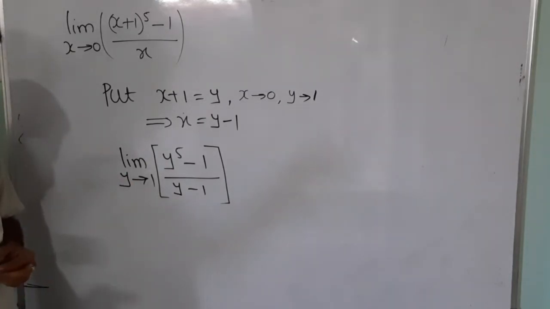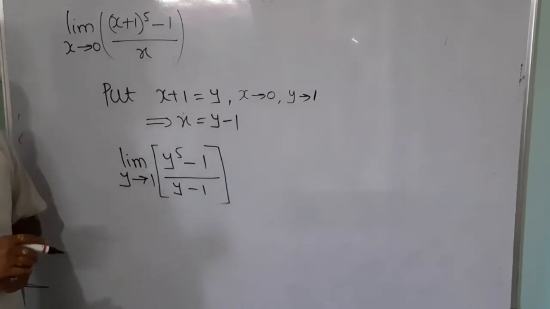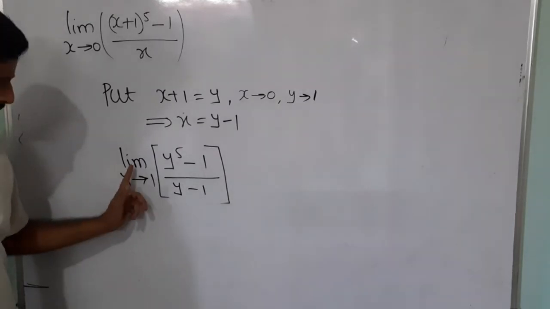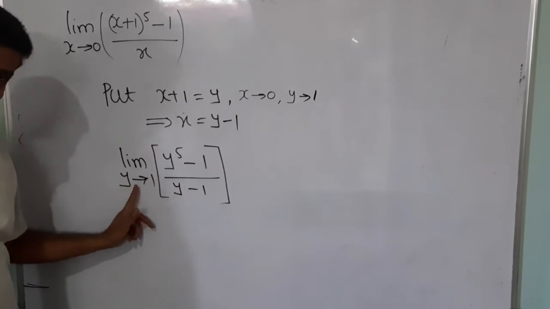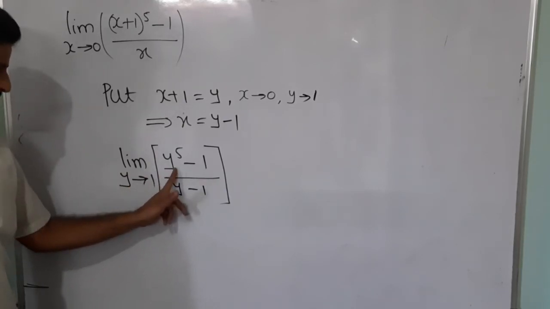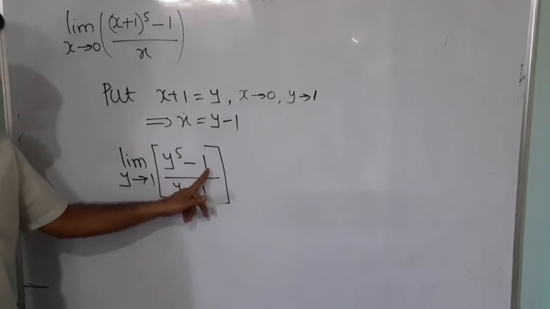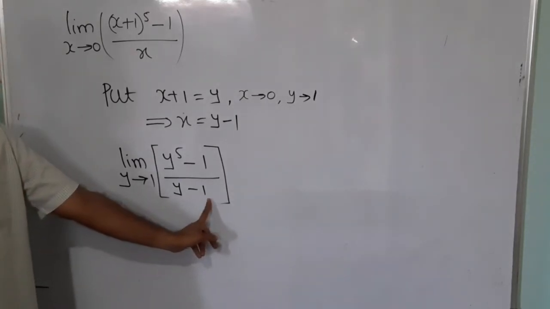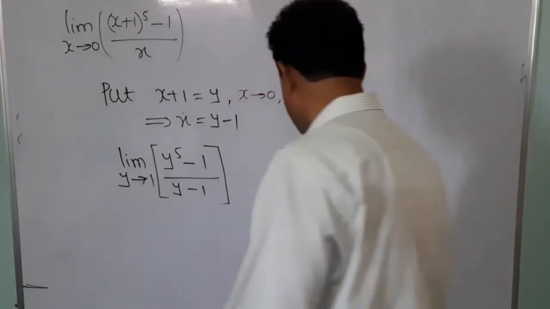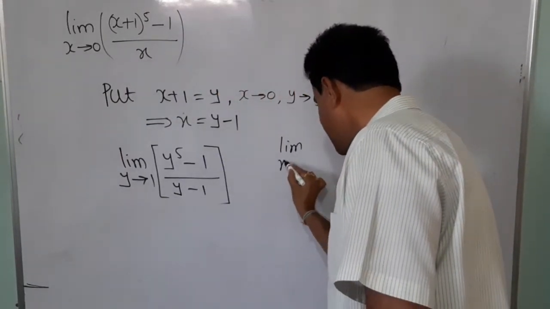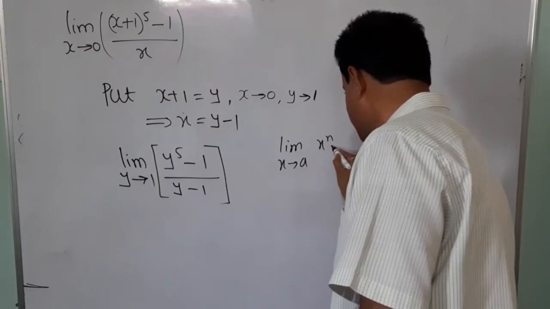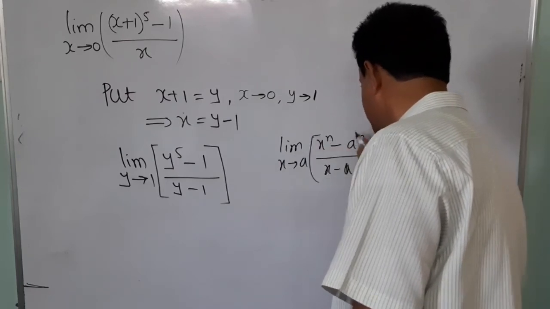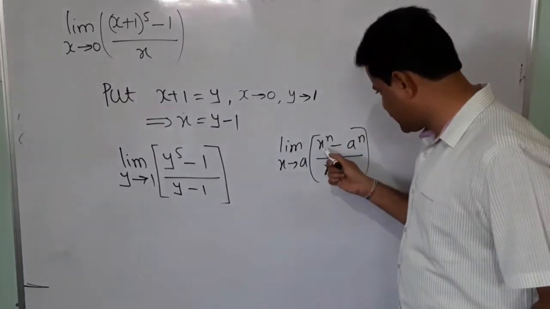Dear students, you see the standard formulas. Look at the standard formula I mentioned; which type has come? Limit x tends to a, x to the power of n minus a to the power of n, divided by x minus a. I will write the formula here: limit x tends to a, x to the power of n minus a to the power of n divided by x minus a. Here, in the place of x is equal to what? y.